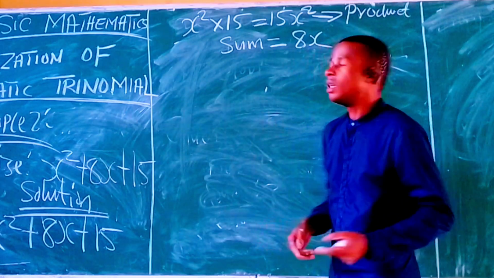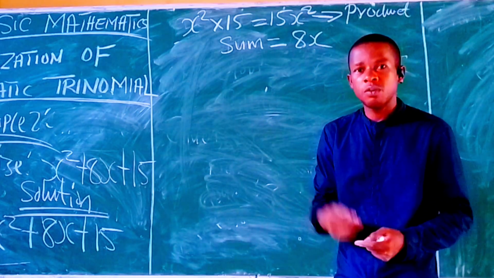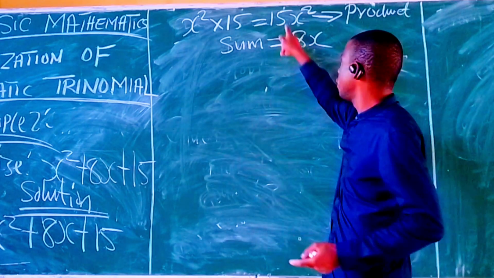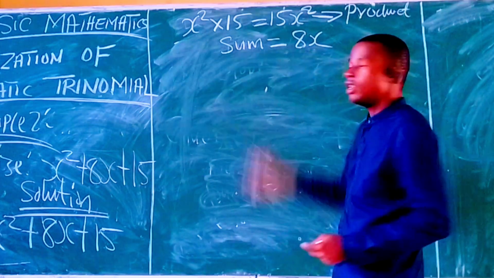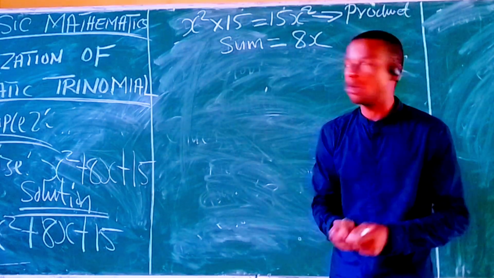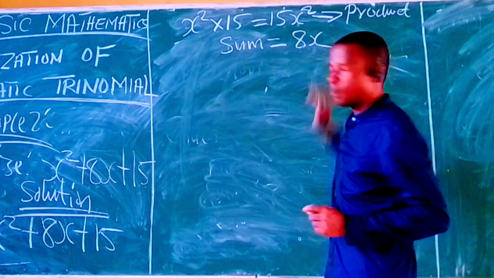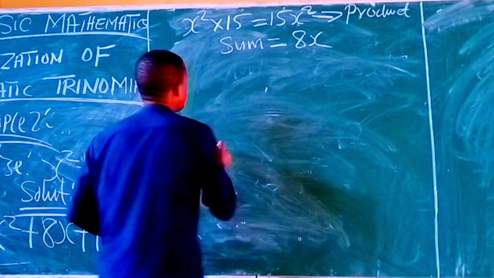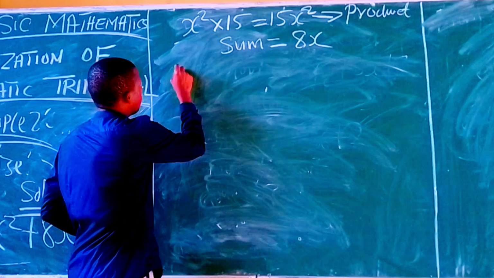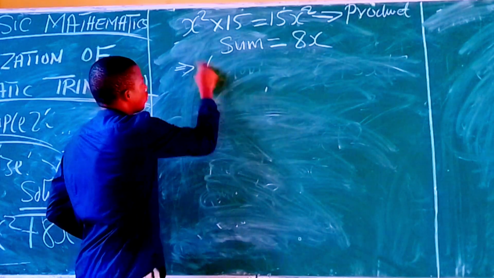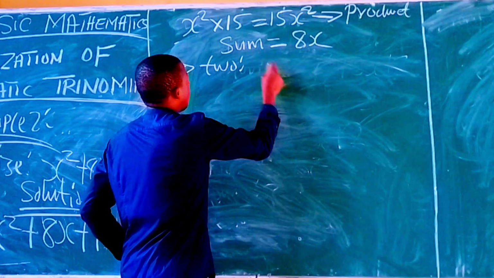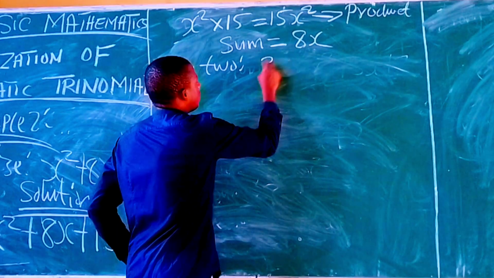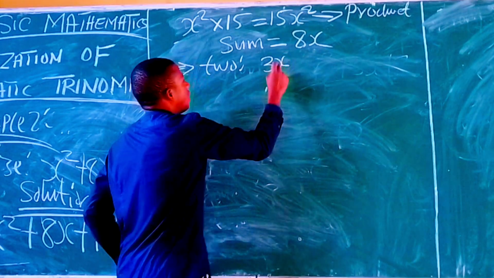Check another one again. If you look at it, 3 times 5 will give you 15. And 3 plus 5 is going to give you 8. So those two numbers will satisfy the condition of this trinomial expression. Therefore, the two numbers we have are 3x and what?